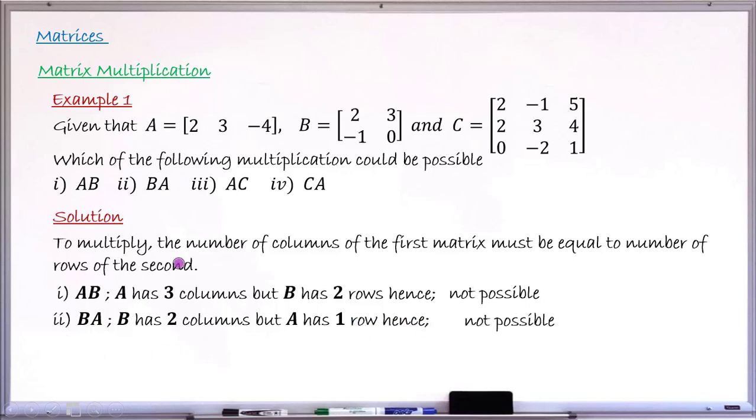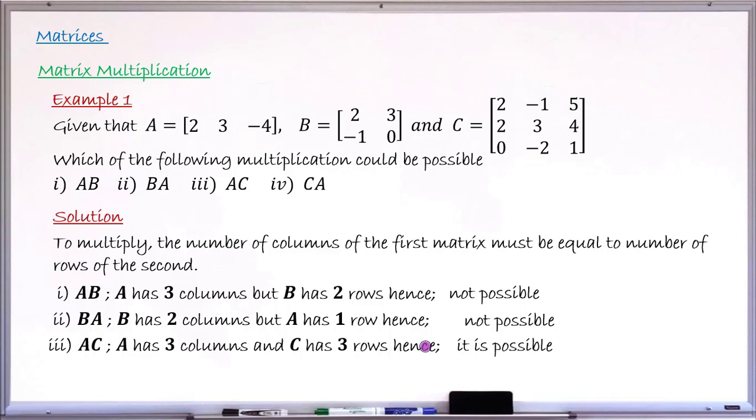So I move to number 3. Number 3, we have to perform A times C. So matrix A has 3 columns, 1, 2. A is your first matrix, and this time around C is your second matrix. This is matrix C. How many rows does it have? 1, 2, 3. So the number of columns of the first matrix A and the number of rows in the second matrix C are the same, 3 each, which means this multiplication could be possible. So this is now possible.